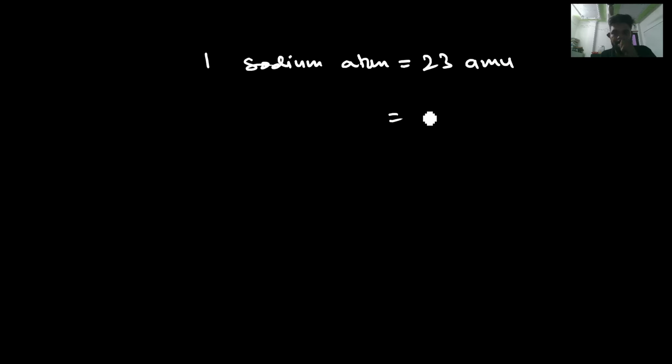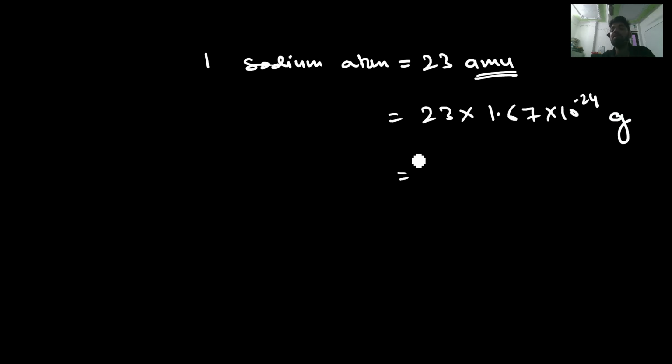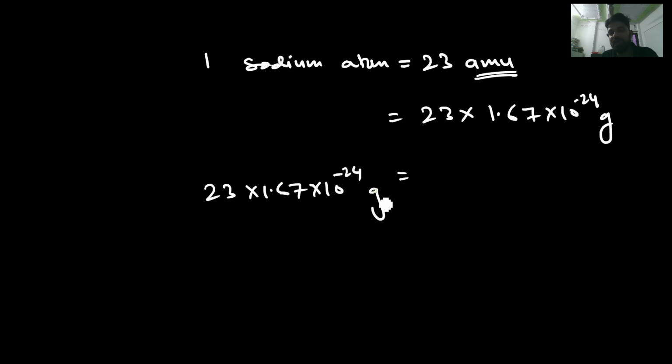Now you can simply say that you have calculated the mass of one AMU, the value of AMU in grams, which is 1.67 into 10 to the power minus 24. So one sodium atom has this mass in grams. I can write it this way: 23 into 1.67 into 10 to the power minus 24 grams is the mass of one sodium atom.